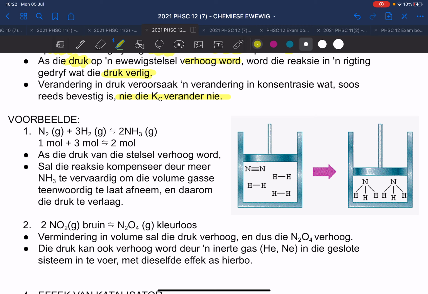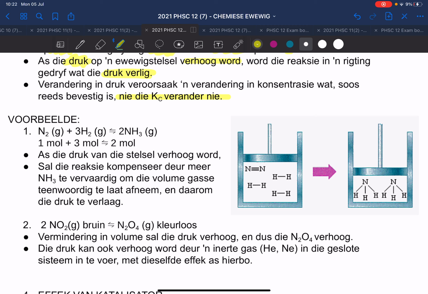Dan sal dit kompenseer. Compensate the reaction by doing what? So we increase the pressure, decreasing the volume. Which side will be favored? The side with the least amount of moles. So the forward reaction will be favored. Die voorwaartse reaksie sal bevoordeel word. Dit sal meer ammoniak gevorm word. So dis wat hier kom. Daar gaan meer ammoniak vervaardig word en die druk verlaag.